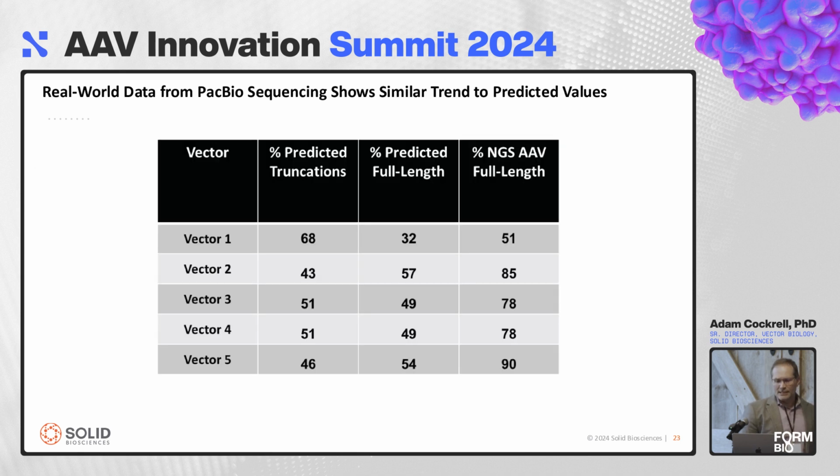This is a summary table of what I just told you, essentially. So these are the percent predicted truncations, the percent full length, which is really just adding to 100% essentially. But then these are the real-life values here. If you look at vector 1 versus these, you'll see that the numbers aren't exactly a match, but the trends are very similar in the predicted versus the outcome of the vectors.